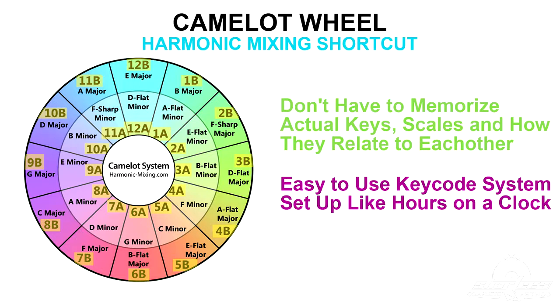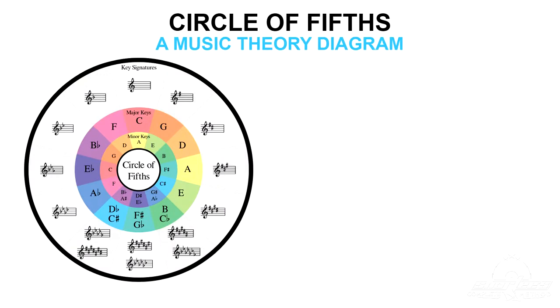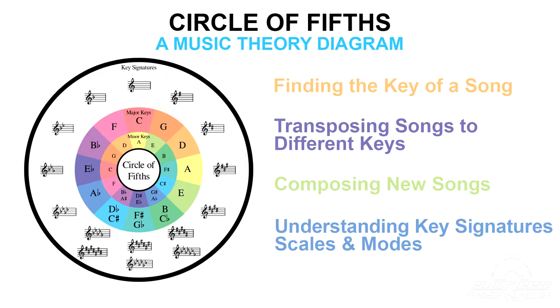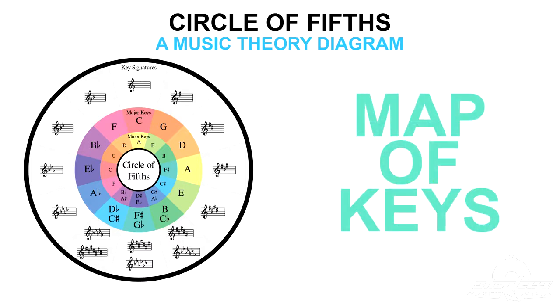Okay, so the Camelot Wheel is quite literally based on what's known in traditional music theory as the circle of fifths. The circle of fifths is a diagram used for finding the key of a song, transposing songs to different keys, composing new songs, and understanding key signatures, scales, and modes. DJs can use this tool primarily as a map of keys, so that's the portion of music theory that we're going to focus on in this lesson.